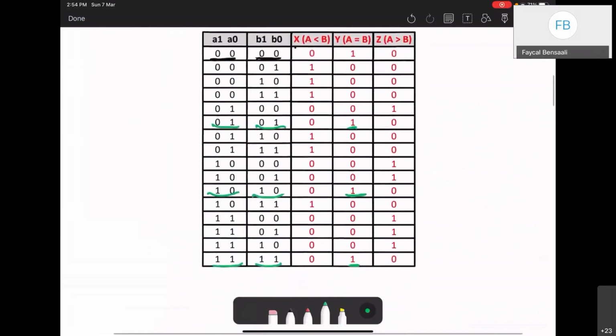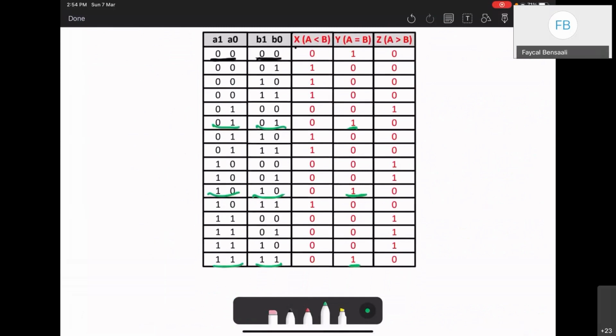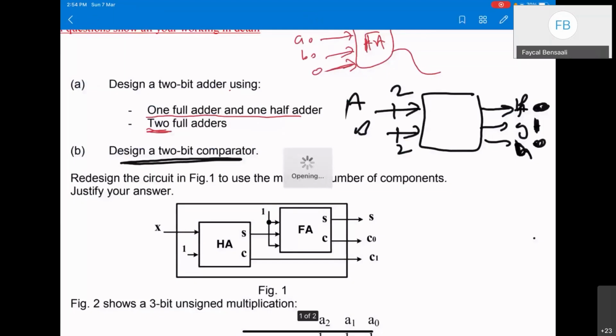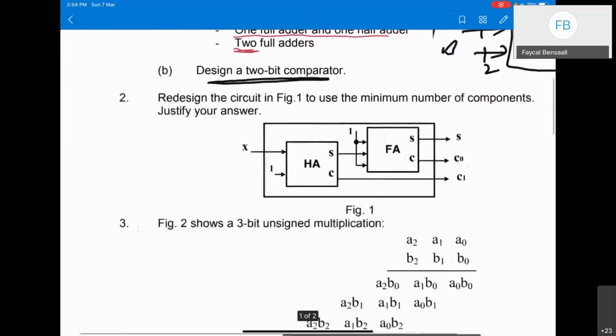But of course you can solve this with multiplexers, right? If we ask you to do this with multiplexers, you can find X, Y, and Z using multiplexers. You can make it simpler. You can do it with a ROM to make it even simpler. Right, so this is for this question. Next one.